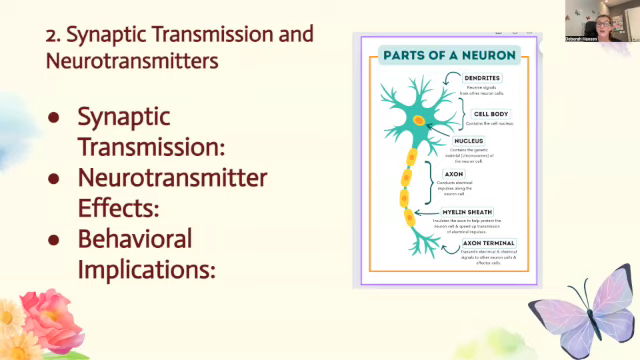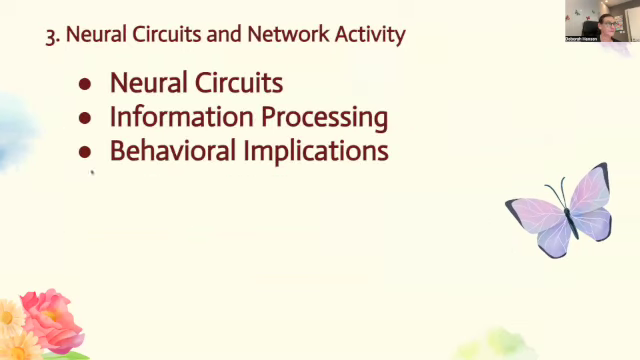Different neurotransmitters have different effects. For example, dopamine is linked to motivation and reward. Serotonin affects mood, and acetylcholine is involved in memory and muscle movement. Problems with these systems can lead to disorders, for example, like depression or Parkinson's disease.